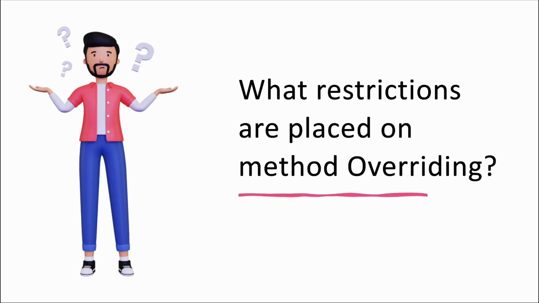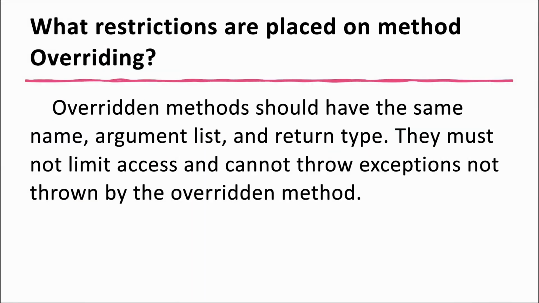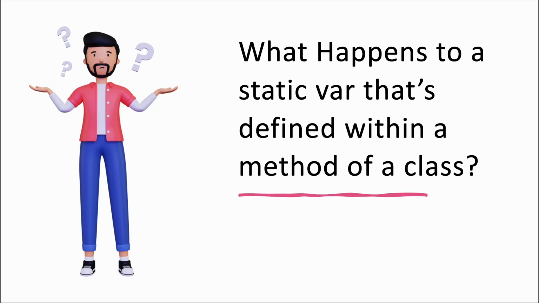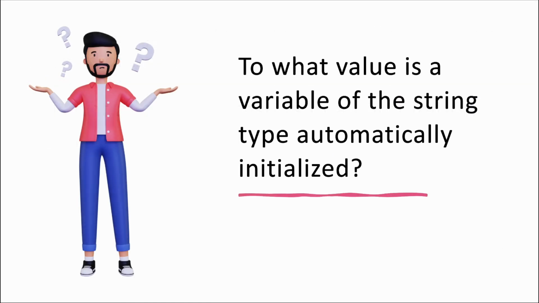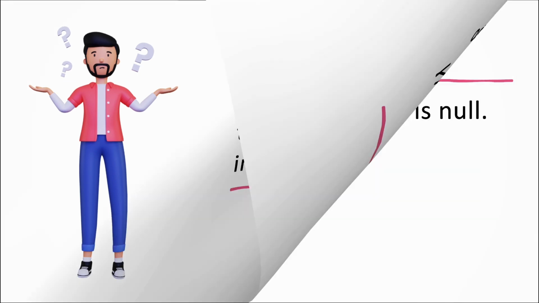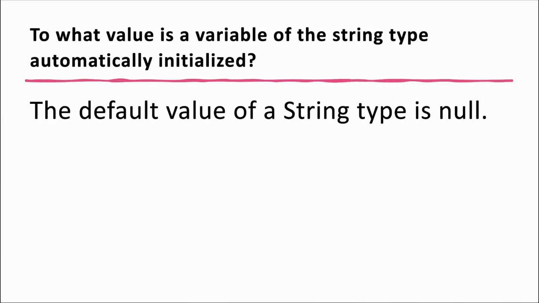Next question is, what restrictions are placed on method overriding? Answer is, overridden methods should have the same name, argument list, and return type. They must not limit access and cannot throw exceptions not thrown by the overridden method. Next question is, what happens to a static variable that's defined within a method of a class? And the answer is, it is not allowed. It results in a compilation error. Next question is, to what value is a variable of the String type automatically initialized? An answer is, the default value of a String type is null.